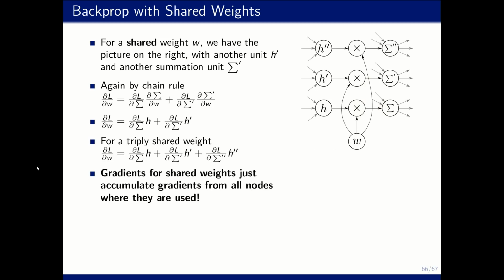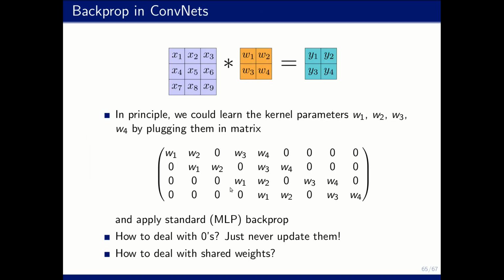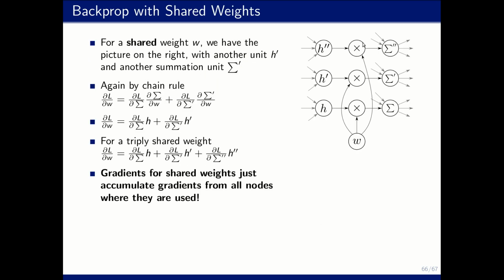And the same is also true if we have a triply shared weight. So it's again just forwards message times backwards message, plus forwards message times backwards message, plus forwards message times backwards message. So if we have a shared weight, then they just accumulate all these different gradients from all the nodes where they are used. So this answers the question, how do we learn backprop with shared weights? And in principle, you can therefore apply this also to this Toeplitz matrix. So the zeros are treated by just not updating them, and the shared weights are essentially updated by accumulating these different gradients.